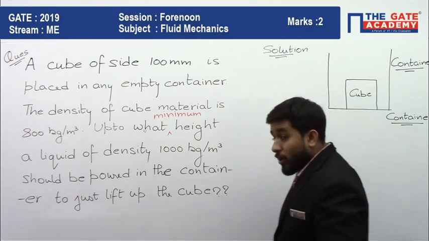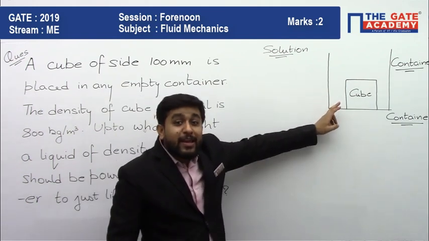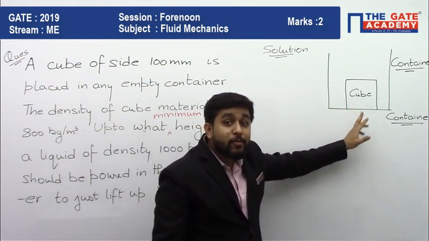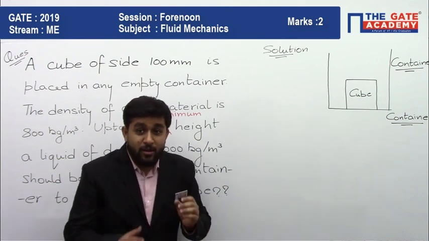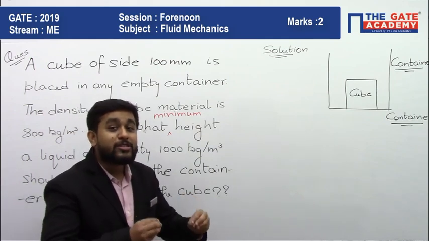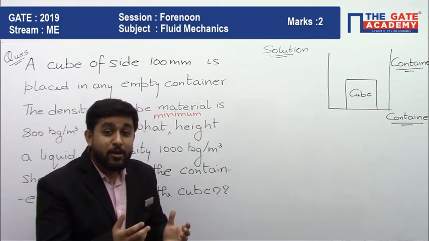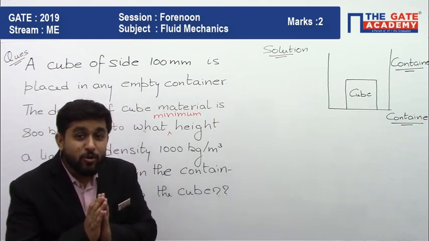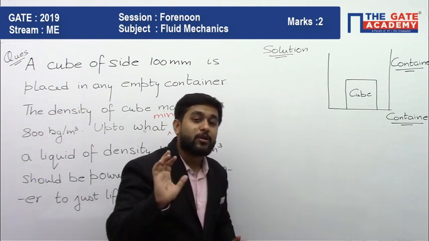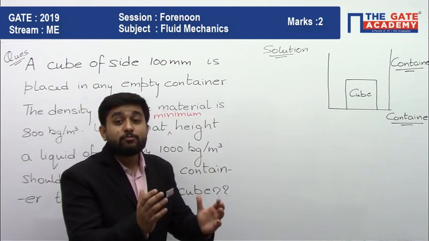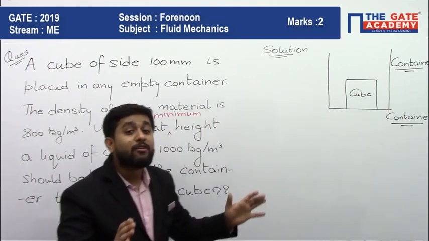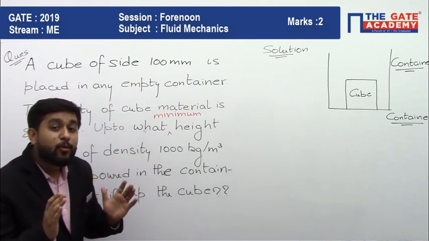Now in this condition, when the cube is lying on the base of the container without any liquid, the weight of the cube will be balanced by the normal reaction from the base, right? Now you start pouring the liquid in the container. Because of the liquid, there will be some buoyant force also. So you will balance the weight of the body by the buoyant force and normal reaction. But when we are just lifting up the cube, this means the contact between the cube and the base will become zero. This means all the weight of the cube is balanced by buoyant force only.